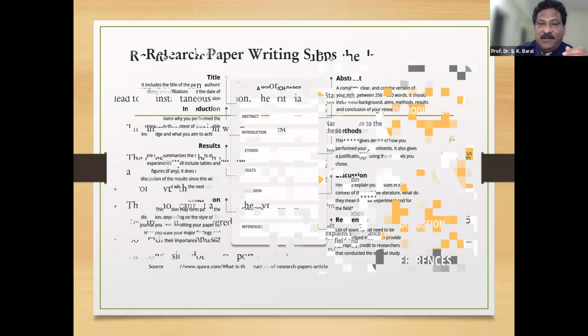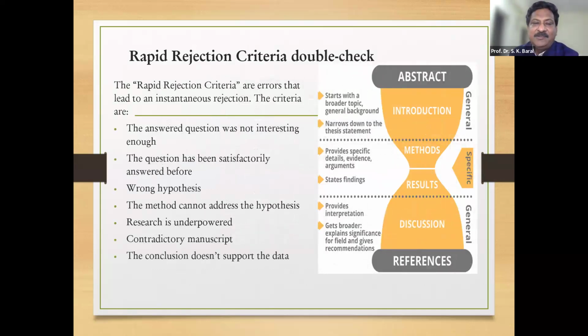And these are the criteria of rejection. If you are unable to answer the questions, or the answered questions were not interesting enough, that means your gap finding is very narrow. In that case, the rejection may come. And the question has not been satisfactorily answered before.